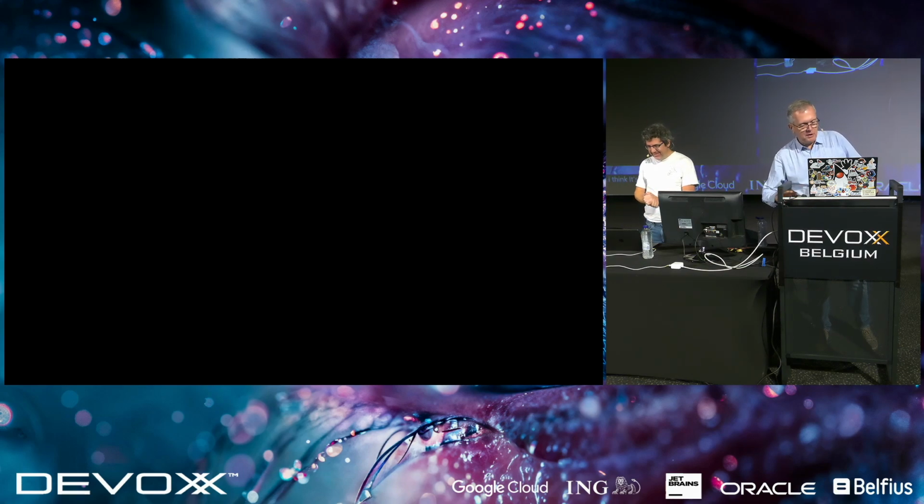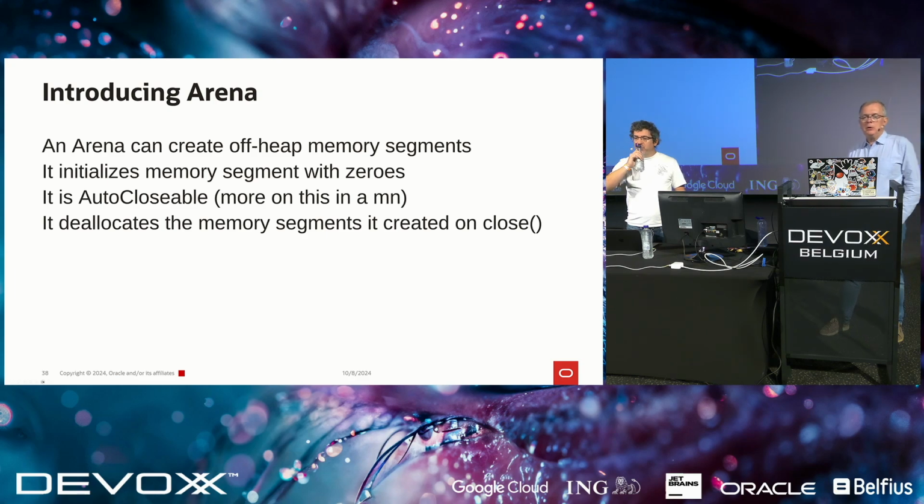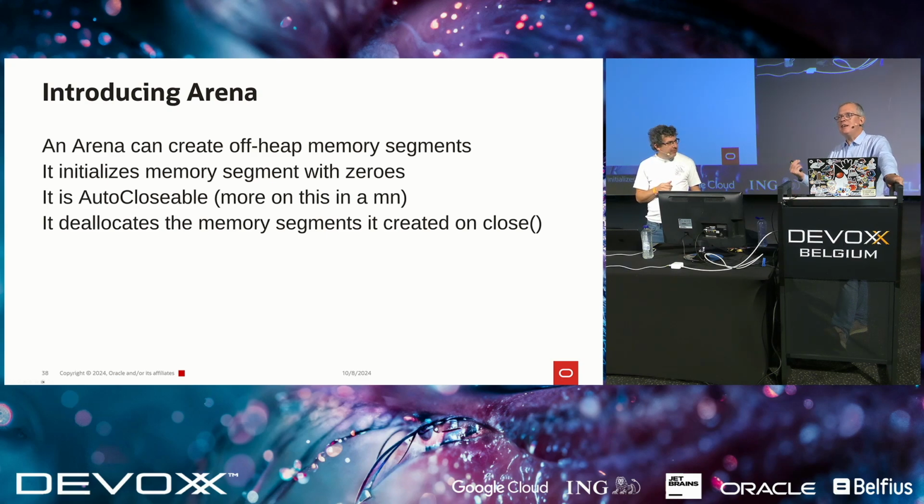So let us wrap this up and see exactly how things work. Basically, an arena is an object you can use to create off-heap memory segments. You cannot create on-heap memory segments in an arena, because allocate gives you a piece of off-heap memory. It initializes the memory segment with zeros, and we're going to see that it has an impact on performance, even if it's not very big. It is auto-closable, which means that it has a close method, and if you use it in a try-with-resources statement, this close method will be executed when you exit the try block, even if an exception has been thrown. And this close method deallocates the memory segments. Now we're going to see that it's not always the case, and we are going to see the different types of arena.